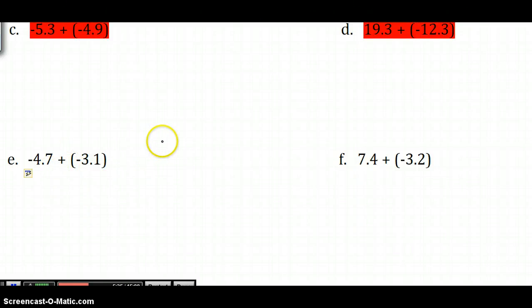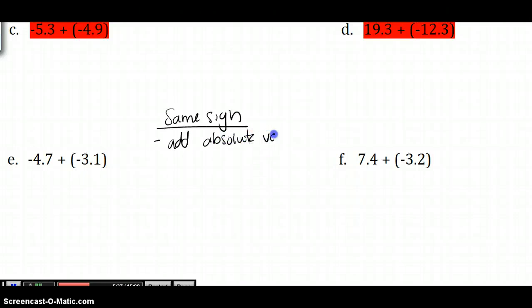and I'm going to write the steps over here just because I haven't written those down yet. If we have the same sign, add the absolute values, or the positive values, and then give your answer the same sign of the added numbers.